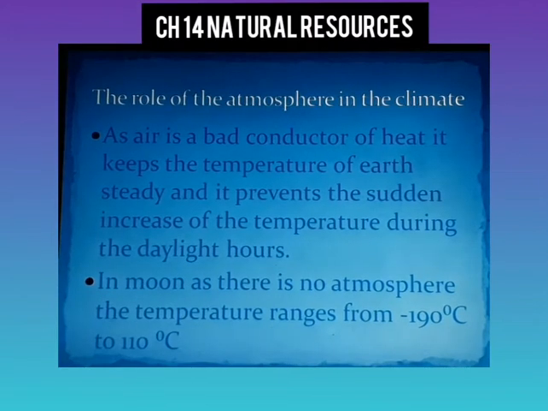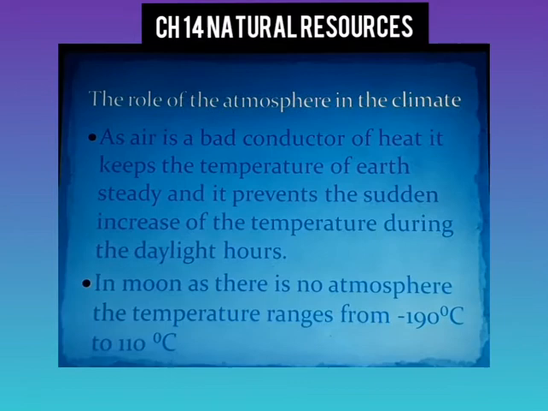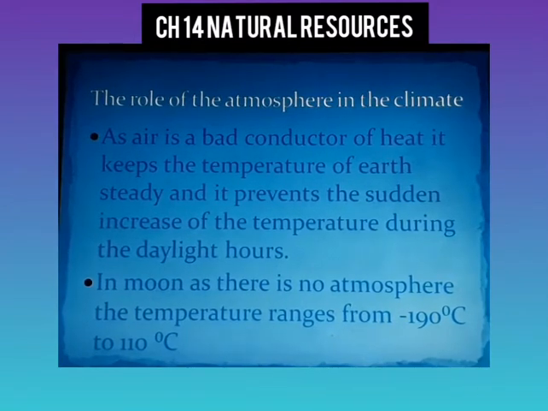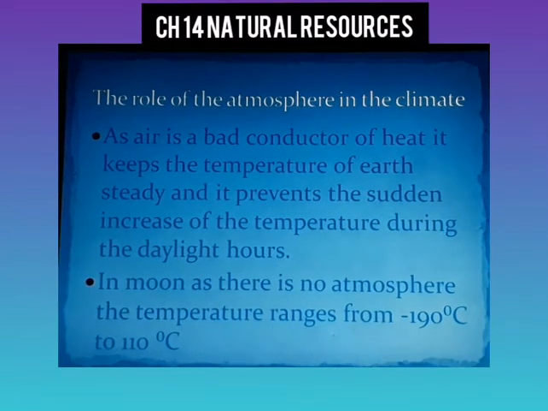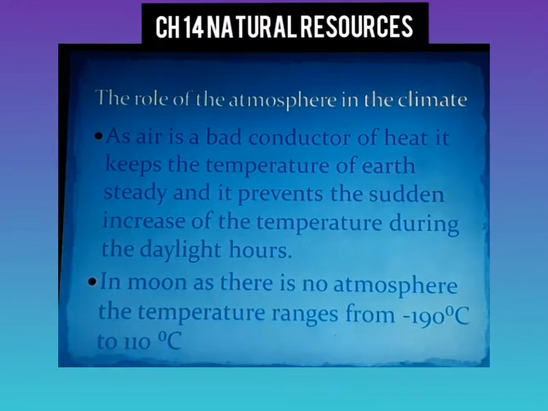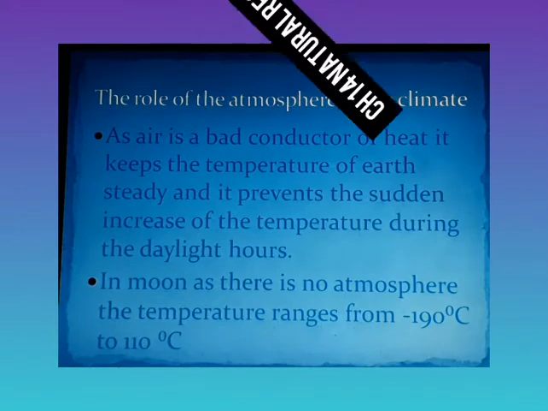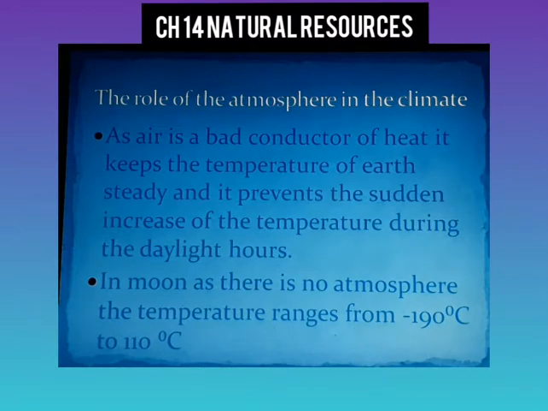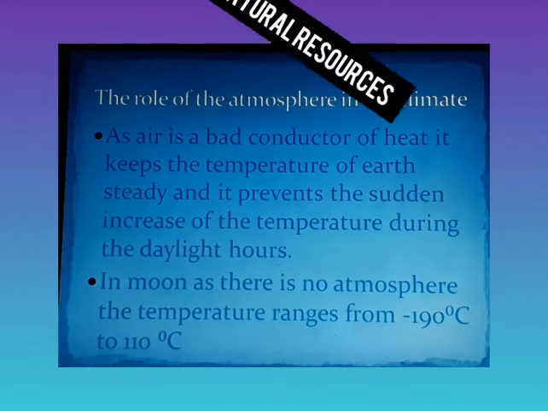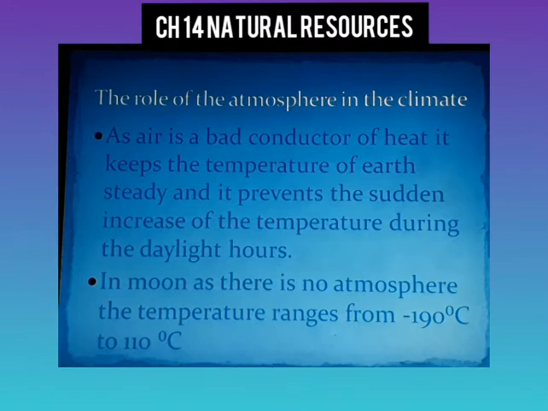The role of the atmosphere in the climate. As air is a bad conductor of heat, it keeps the temperature of Earth steady and prevents a sudden increase of temperature during the daylight hours. On the Moon, as there is no atmosphere, the temperature ranges from 180 degrees to 110 degrees. So you can go to the Moon only with an oxygen mask. If you don't take the oxygen mask, you will become a rock on the Moon and become a natural resource for the Moon.